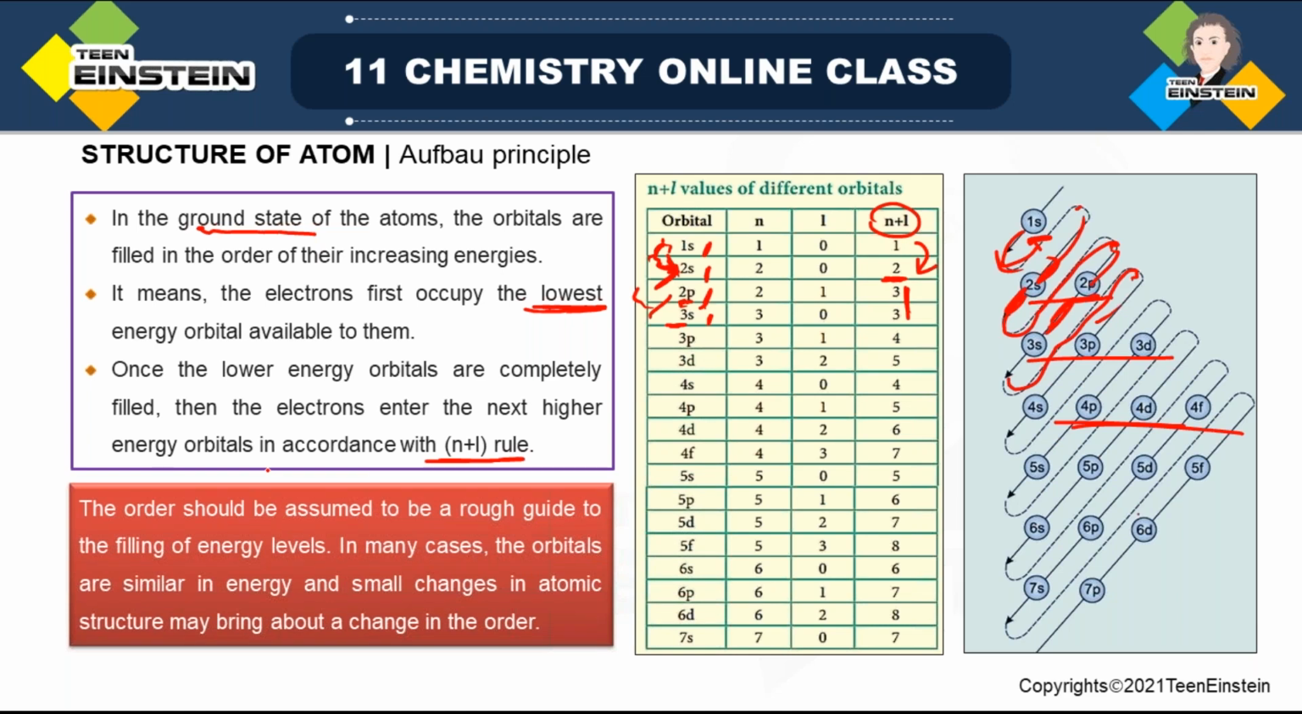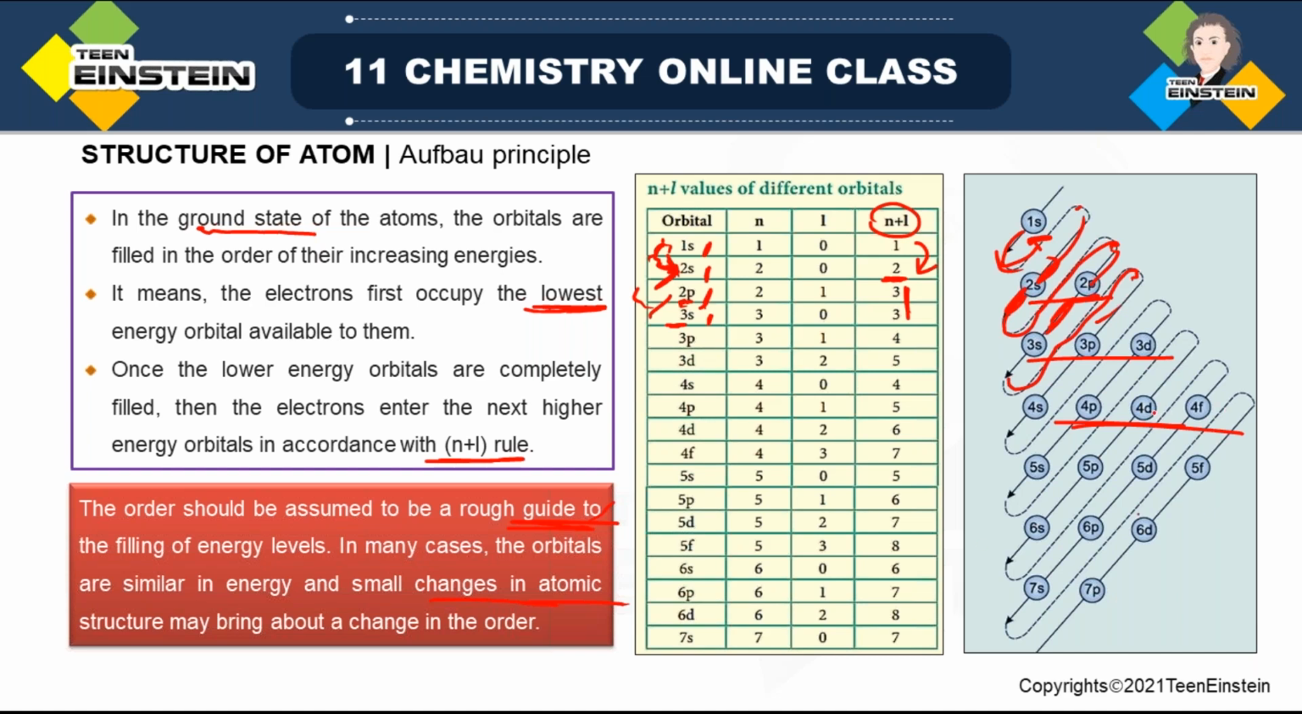Now, though this is true, one thing you also have to keep in mind is that the order should be assumed to be a rough guide for the filling of electrons in the energy levels. Why am I saying so? Because sometimes in many cases the orbitals are similar in energy, and small changes in atomic structure may bring about a change in the order. Under normal conditions, obviously this is true in most of the cases, but there may be a few exceptions.